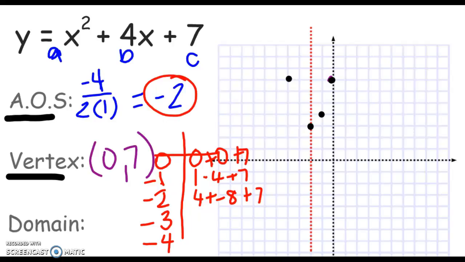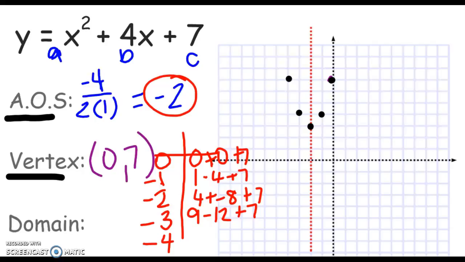So negative 3 squared would be 9, and 4 times a negative 3 is a negative 12, plus 7. Well, 9 minus 12 is going to give me a negative 3, plus 7 is going to give me 4. So that would be negative 3, 4 would be my ordered pair. And you do see that those are symmetrical against the axis of symmetry.